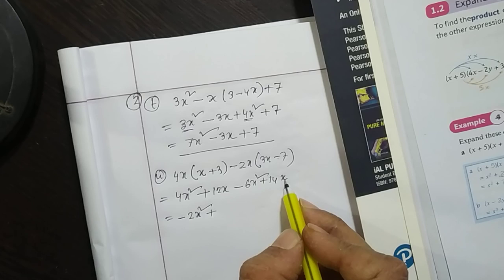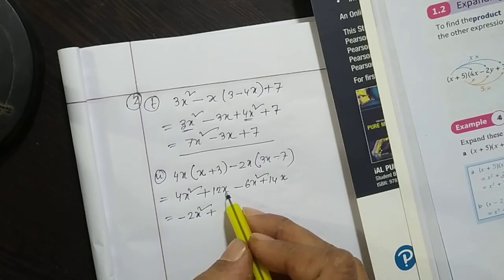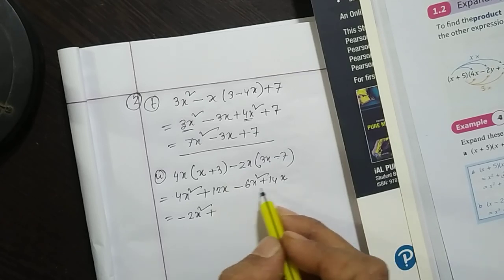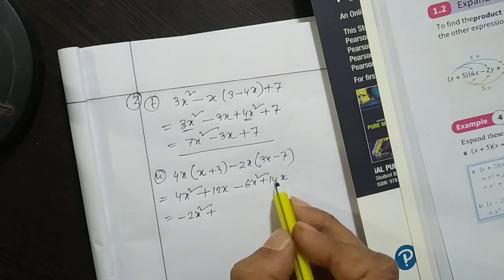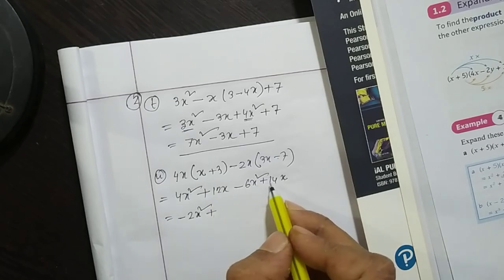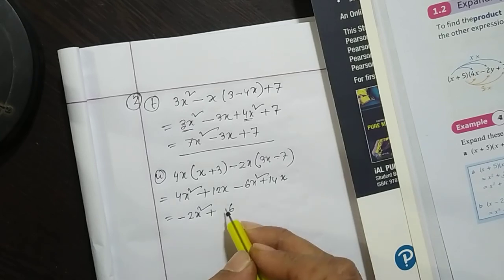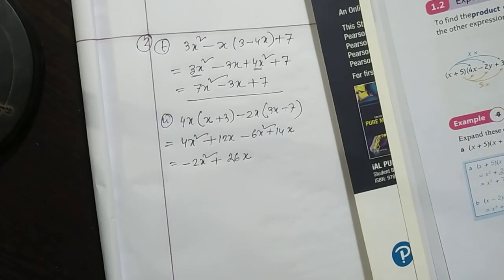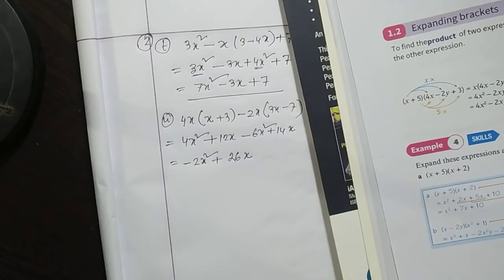Now 12x and this 14x, they are like terms. Maybe the coefficients are different, but the power of x is the same, and behind them is the same sign, that is plus, so we have to add them. So 14 and 12, if we add 4 plus 2, that is 6, and that is 2 here, x. So twice x square plus 26x.